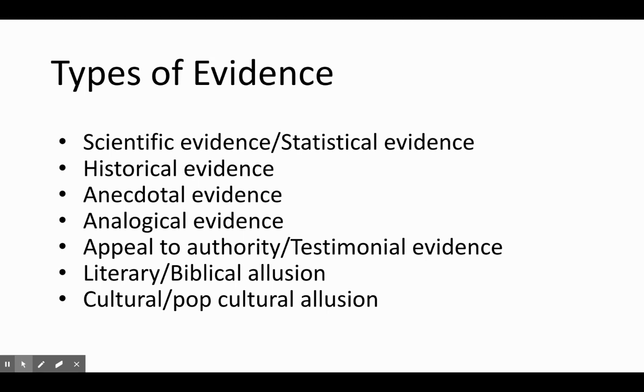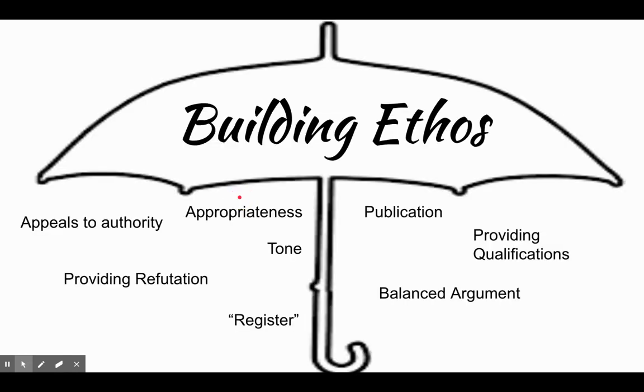Okay. Last thing is building ethos. And that's pretty simple. It's just trying to make yourself seem as respectable as possible as a writer. There's two different ways of doing that. There's presenting your personal qualifications, and there's showing that you are a balanced arguer and not biased. So if you show that you're using sources that are unbiased, then you are building your ethos and your respectability as a writer.